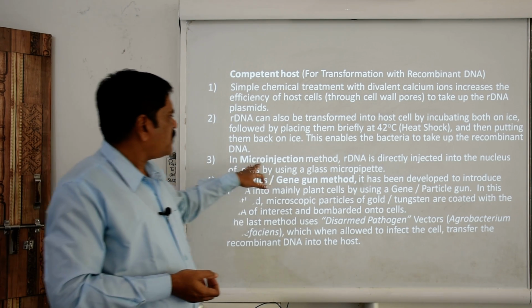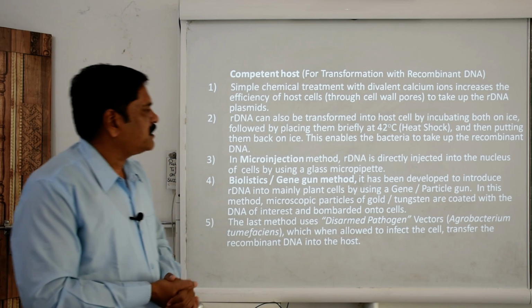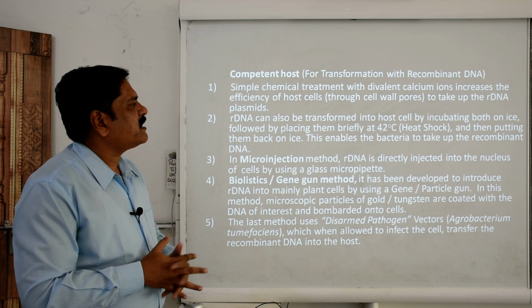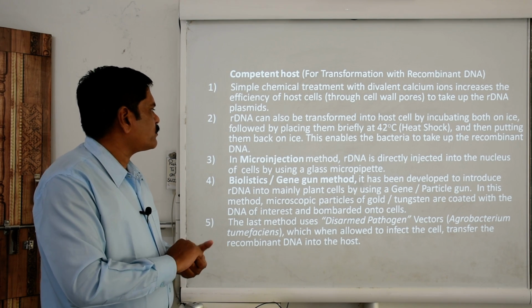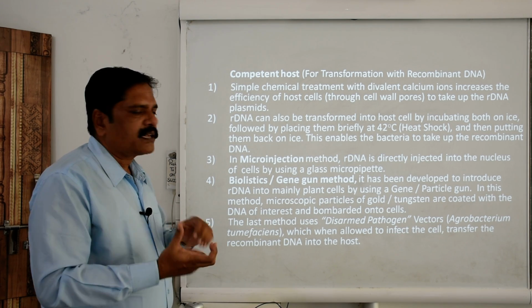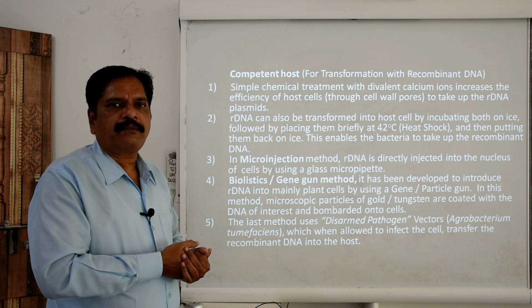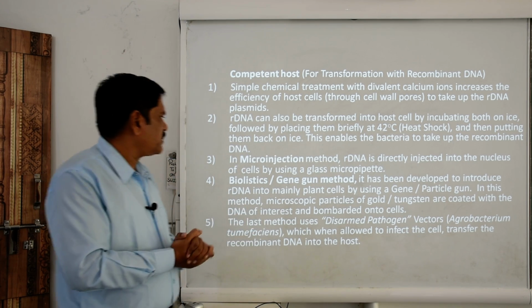Clear? Then in the microinjection method, the recombinant DNA is directly injected into the nucleus of the cell by using a glass micropipette. Just by injecting inside the nuclear membrane, it can be applied there only.